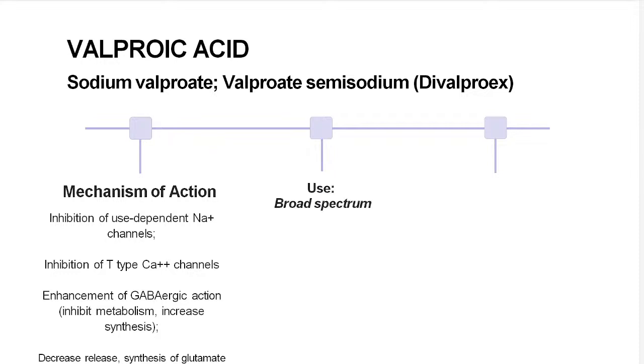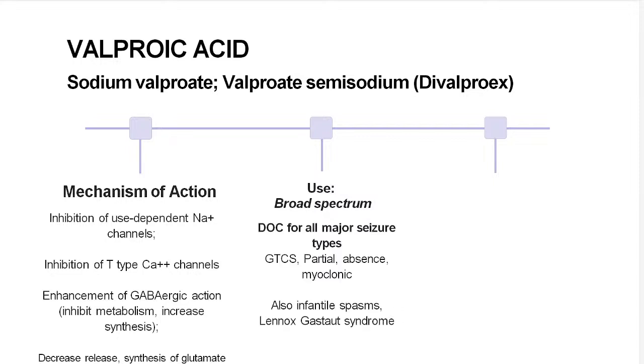Use: it is the broadest spectrum anti-epileptic, it's actually the drug of choice for every important epilepsy or seizure type that you can think of. Okay, so it will be the drug of choice for GTCS, for focal or partial seizures, for absence seizures. Where do we avoid it in absence seizures? Young children, very young children, less than 2 years definitely, preferably less than 5 years also. What do we use there? We use ethosuximide.